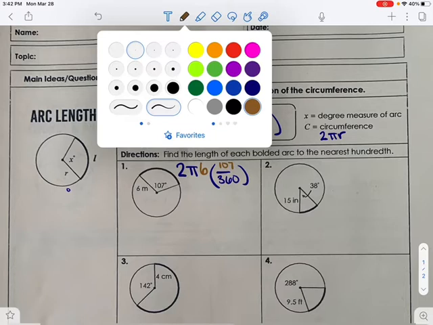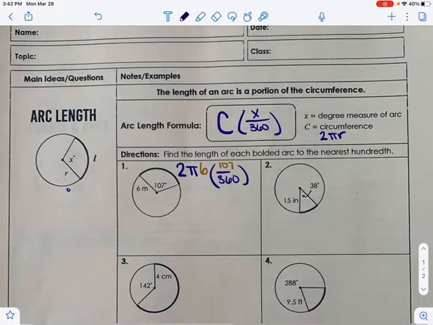And then you're going to type everything into the calculator. 2 times pi, hit the pi button, times 6, times 107, divided by 360. And you should get 11.21 meters. And that's all there is to it. Again, write the formula, 2 pi radius, the parentheses, x over 360.